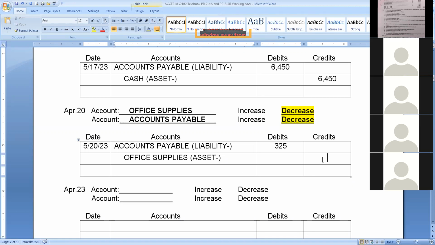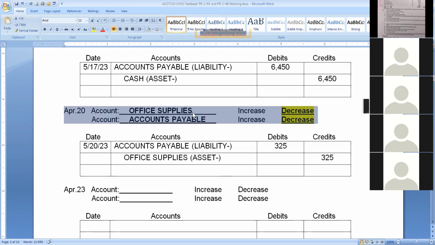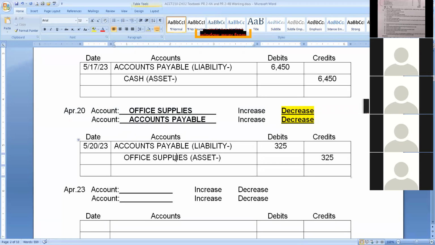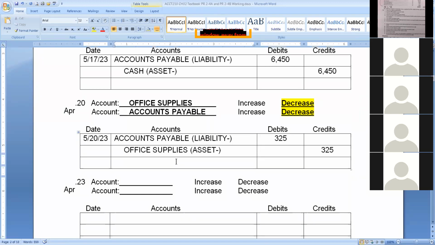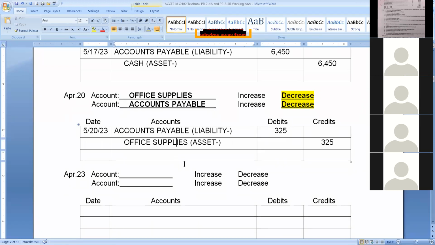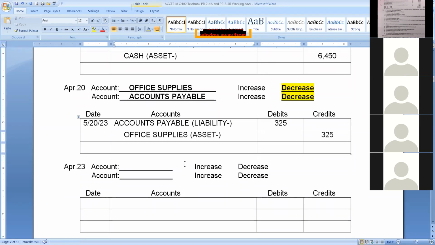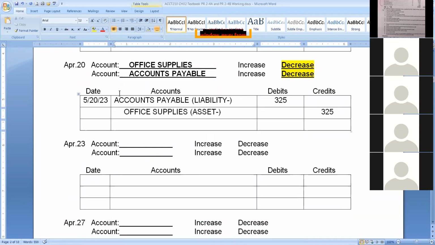So our supplies go down, and so do our liabilities, because we don't owe them for these anymore. You'll notice that this is just the opposite of April 2nd. We're decreasing our liabilities, our payable, and decreasing our office supplies for the stuff we return. So like undoing $325 worth of it. Okay.